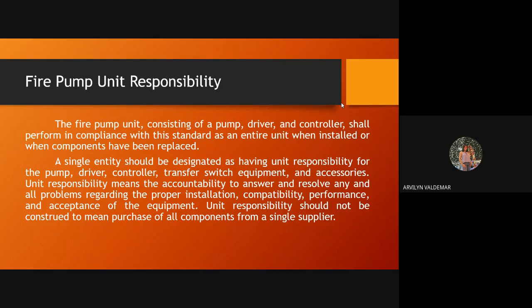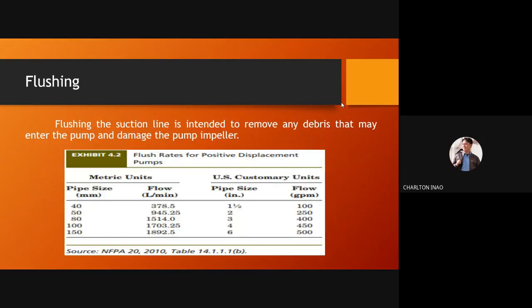A single entity should be designated as having unit responsibility for the fire pump, driver, controller, transfer switch, equipment, and accessories. Unit responsibility means the accountability to answer and resolve all the problems regarding the proper installation, compatibility, performance, and maintenance of the equipment. Unit responsibility should not be construed to require the purchase of all components from a single supplier.